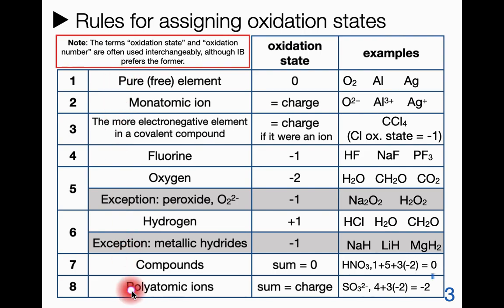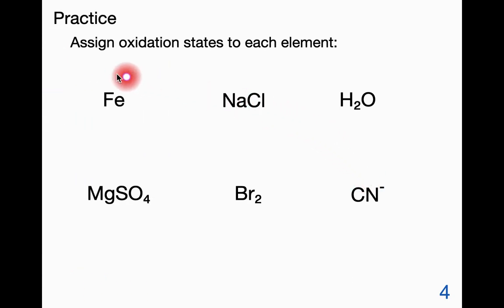So let's do a little practice here. Assign oxidation states to each element. Now, one of the rules that's really useful is that hydrogen's always a +1, oxygen's a -2. I know there's exceptions, but those exceptions are so rare, and I don't even know if you'll ever see them. So let's just always say that hydrogen's a +1, oxygen's a -2, and you'll see that that's quite helpful.